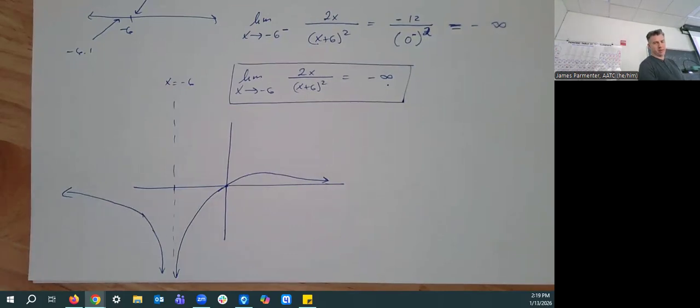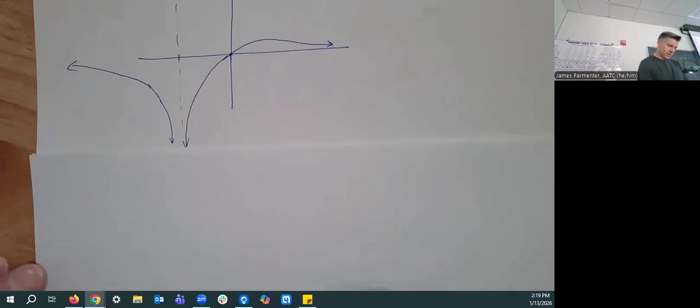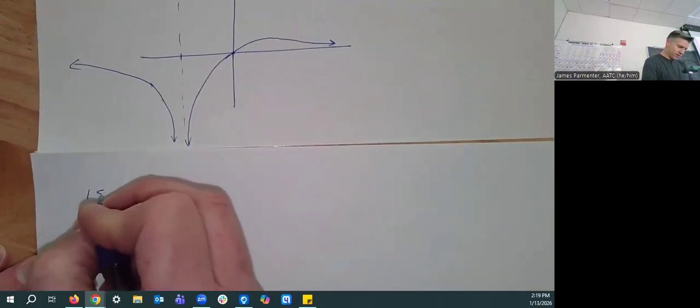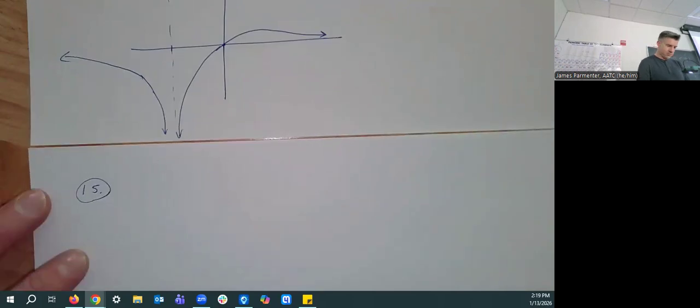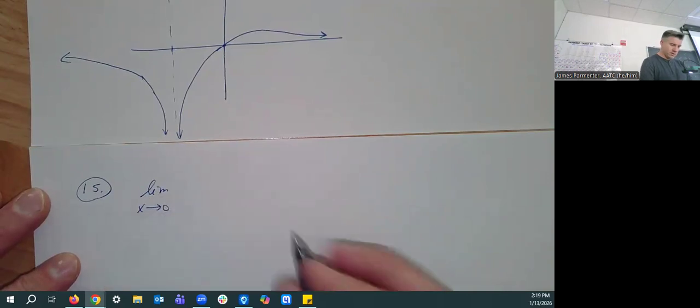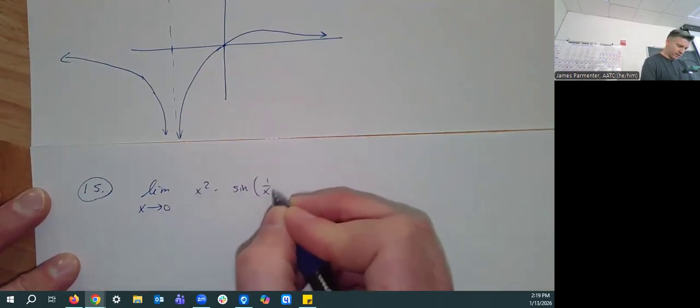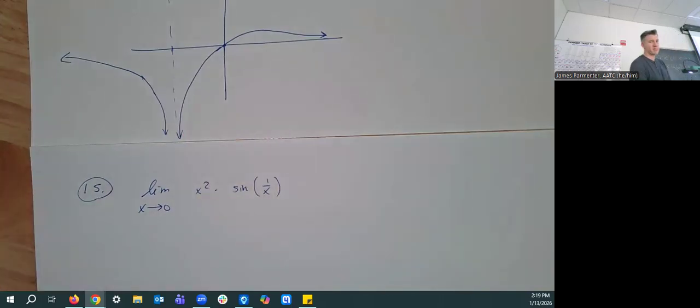Let's talk about the squeeze theorem. So here's a pretty classic example of a limit: the limit as x approaches 0 of x squared times sine of 1 over x. And the problem is sine of 1 over 0 is problematic, right?